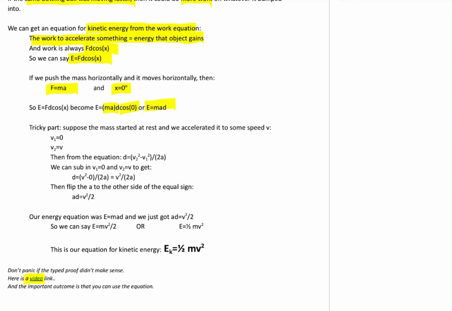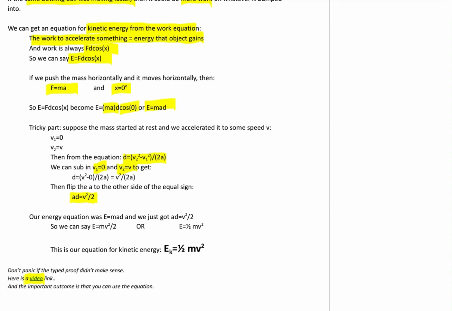Now, a little bit of math trickery. If we go back to kinematics, we've got an equation, the equation that doesn't care about t. It's the difference of squares one. If I sub in that the first speed is 0 and the second speed is some arbitrary speed, call it v, when I rearrange, I can get a times d equals v squared over 2.